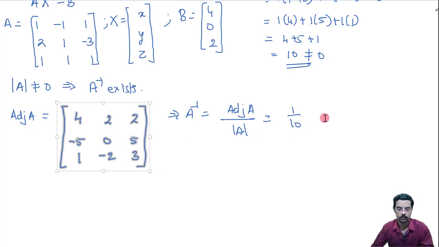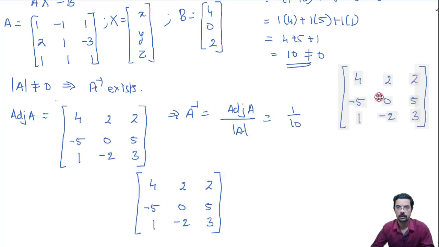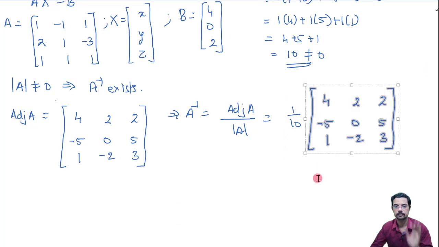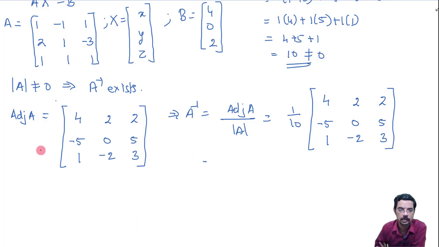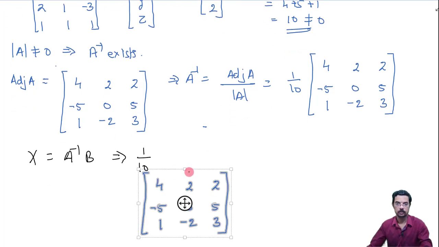Okay, so I'll put it here. Now x will be equal to the solution, x will be equal to A inverse into B. So therefore what we get here is 1 by 10 into this matrix.